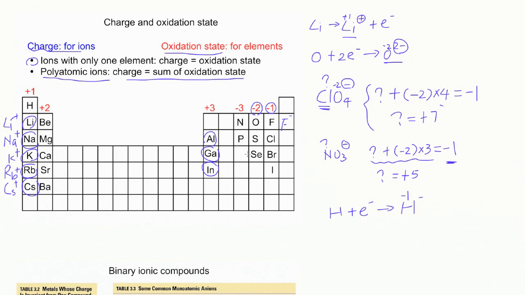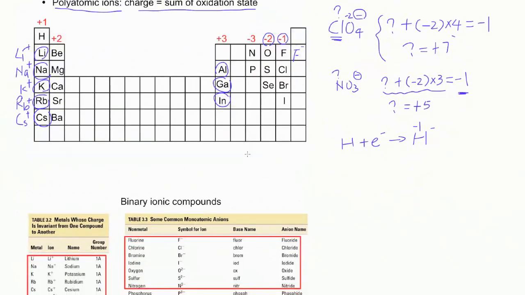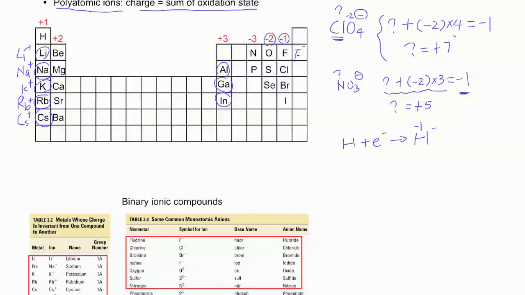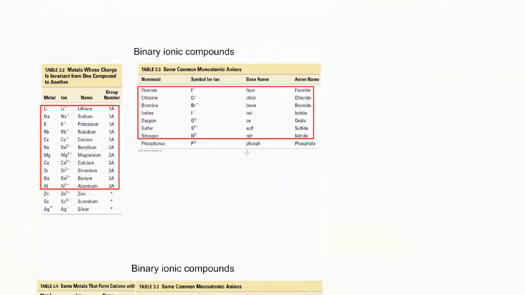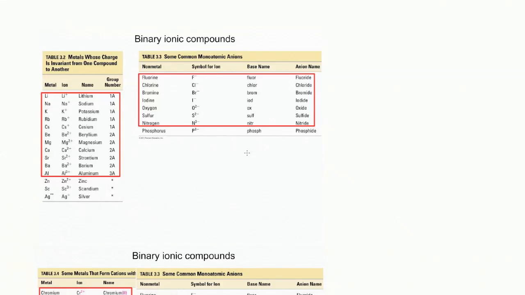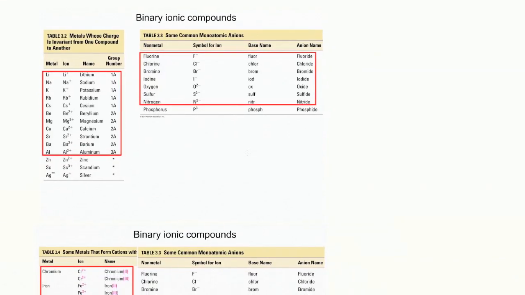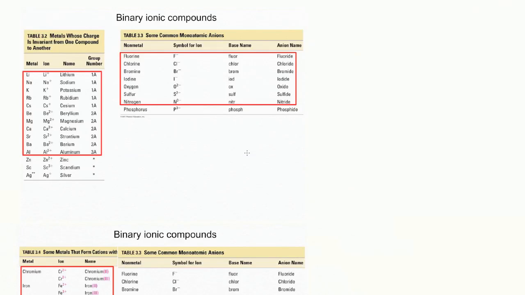All right, now we know the difference between the charge and the oxidation state, and also we know the connection between them. Now let's do some practice. Let's try some binary formulas of binary ionic compounds. Those 2 tables are from your textbook.